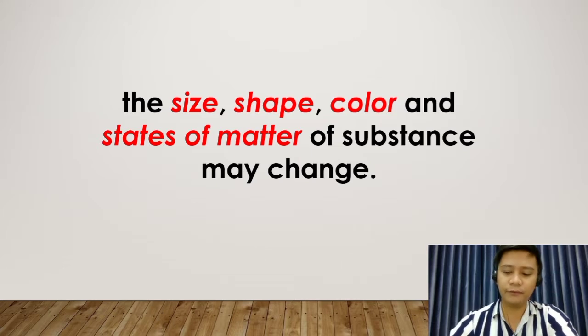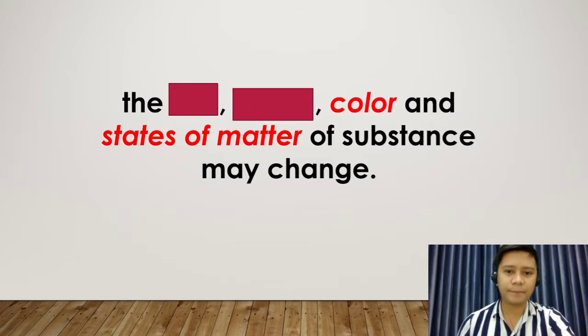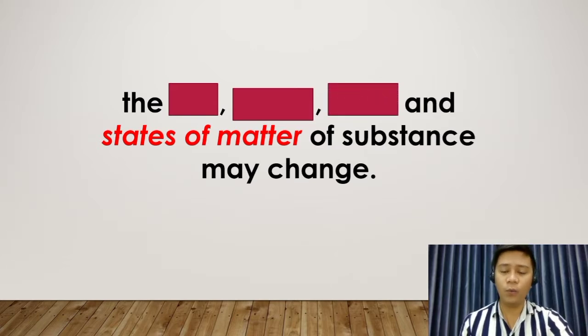So first one, let's start with size. Now, can you spell size? S-I-Z-E. Very good. Size. Now spell shape. S-H-A-P-E. Very good. Next, spell color. C-O-L-O-R. And this fourth one, you don't need to spell out, just say it. States of matter. Ready? One, two, three. States of matter. Very good.